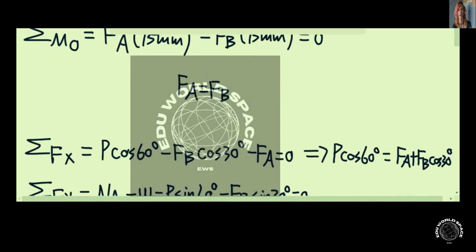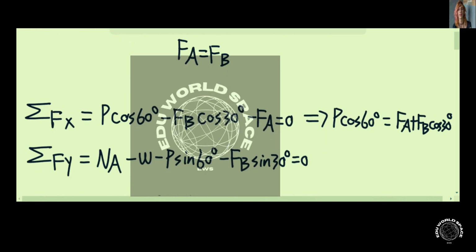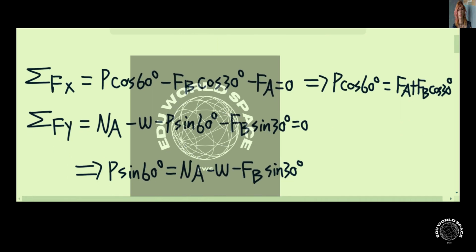So now we can apply force equilibrium for this question. The net force along the x and y directions should be equal to 0. Along the x direction, we have P cosine 60 degree minus Fb cosine 30 degree minus Fa equal to 0, which means that P cosine 60 degree is equal to Fa plus Fb cosine 30 degree. The net force along the y direction is Na minus W minus P sine 60 degree minus Fb sine 30 degree equal to 0. This gives us P sine 60 degree equal to Na minus W minus Fb sine 30 degree.